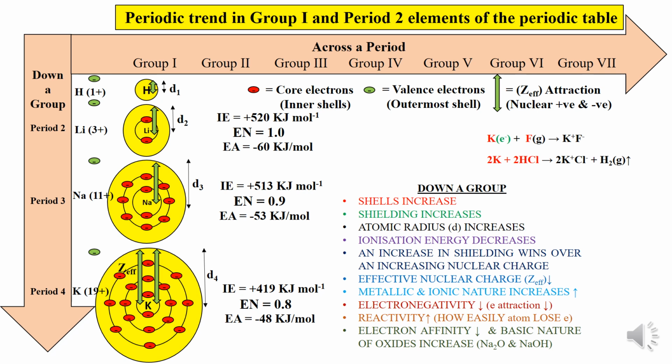And going down the group, though there is increase in shielding, there is also an increase in nuclear charge. So here, nuclear charge increases, shielding also increases going down the group, but increase in shielding wins over the increasing nuclear charge. So here, shielding wins the battle over the nuclear charge.